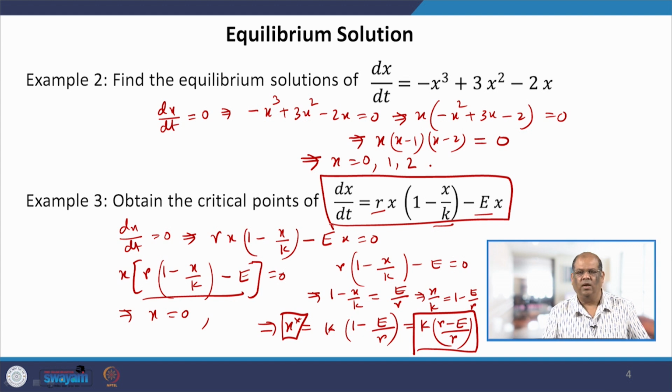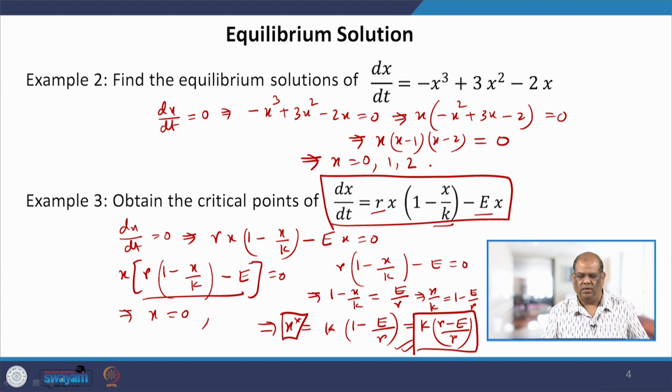This may represent a population. So, if it represents a population, then we always have positive values. Either it is a 0 value or we have a positive value, we cannot have a negative value. In that case, you have to take care of this equilibrium solution so that it becomes positive.